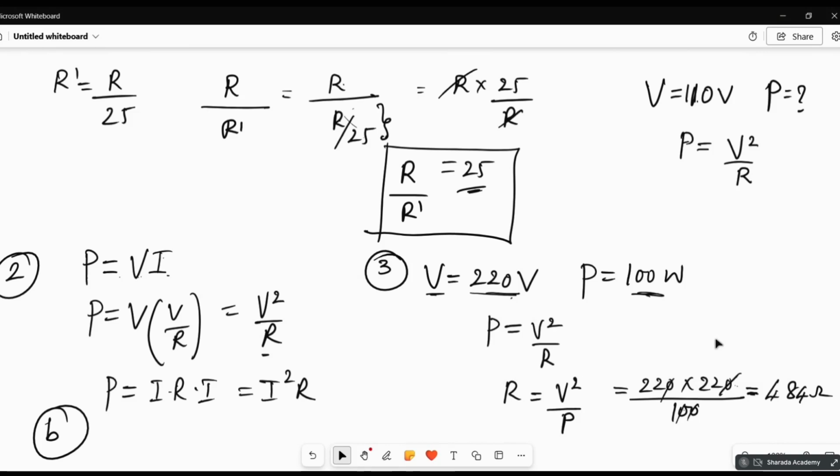Yeah. Okay, 25 watts, correct. 110 into 110 by R, R is equal to 484 ohms. So we will get 25 watts.